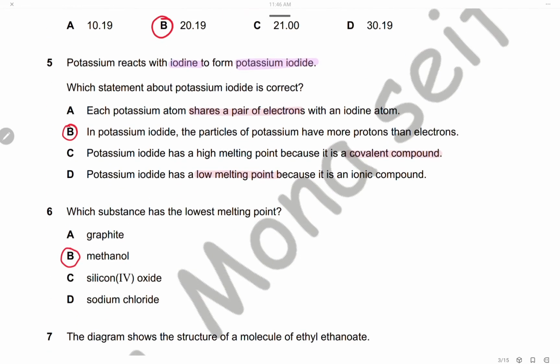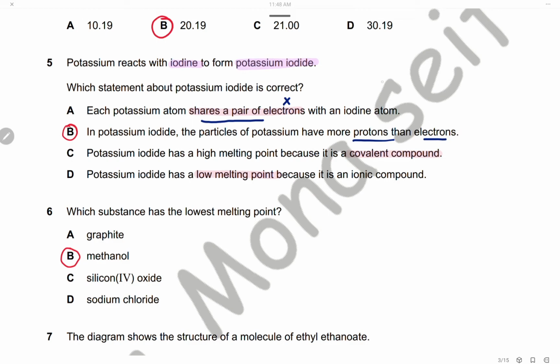Question 5. Potassium reacts with iodine to form potassium iodide. Which statement about potassium iodide is correct? Statement A. Each potassium atom shares a pair of electrons with iodine atoms. This is of course wrong because potassium iodide is an ionic compound and there is no sharing. B. In potassium iodide, the particles of potassium have more protons than electrons.